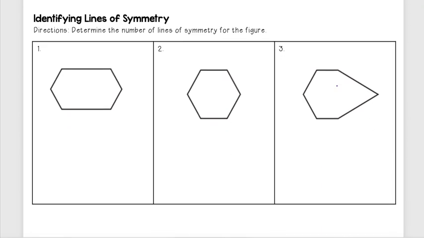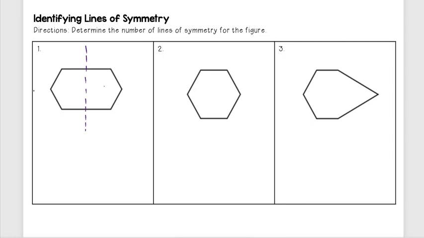So for example, we're going to look at these shapes and we're going to determine the number of lines of symmetry for the figure. So when I'm doing this, I like to just make lines where I see that my line cuts the figure in half, where it's the same on either side. So for instance, I see for this figure, if I draw a line right there, those two halves are the exact same.